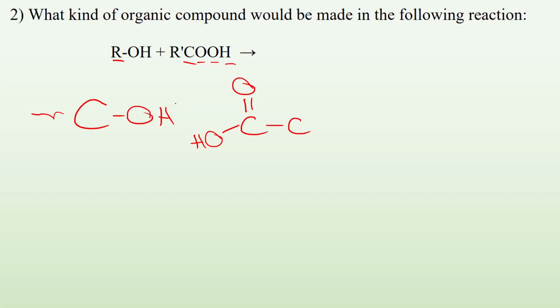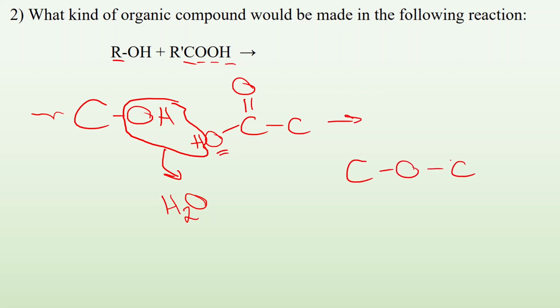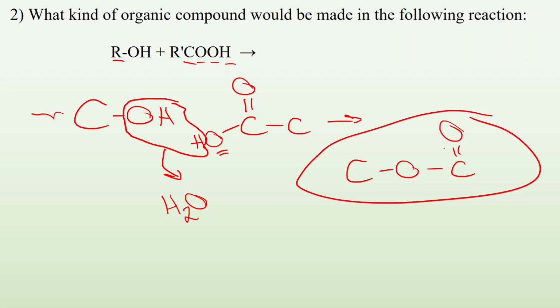So what happens here? Well, an OH from one of the molecules and a hydrogen off of the other OH gets removed. We call this dehydration synthesis or a condensation reaction because water is being removed. And those carbon chains now end up linked together with that O in between. So we end up with a molecule where there's a CO to a C that has a double bond O on it. And what is this functional group? It's an ester.